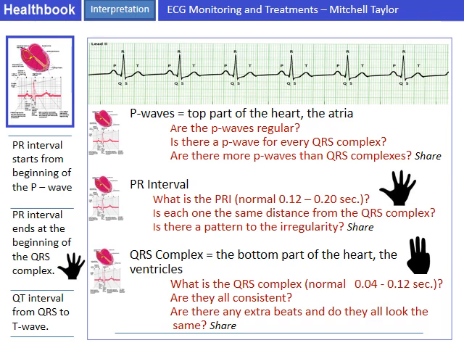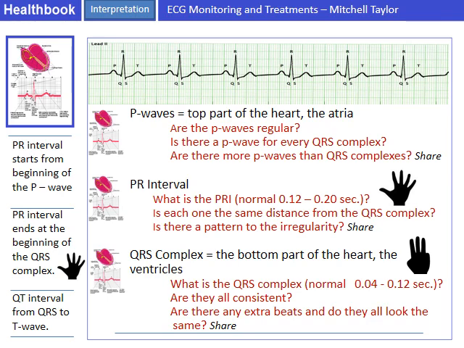And then we would also do the QT interval, the beginning of the Q to the end of the T wave, and that's how many boxes there. We've got 5, 10, and 11. So that would be 0.44, and normal is about 4 boxes, or 0.40, and this is just a little bit over that. We might be a little concerned about that if a patient's getting medications that would prolong the QT interval.